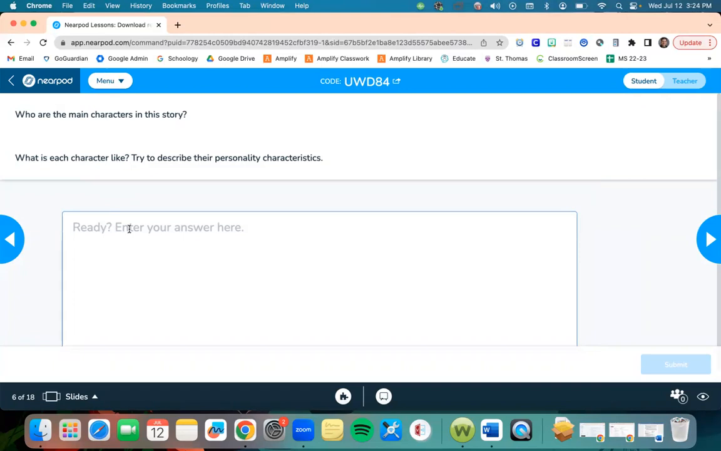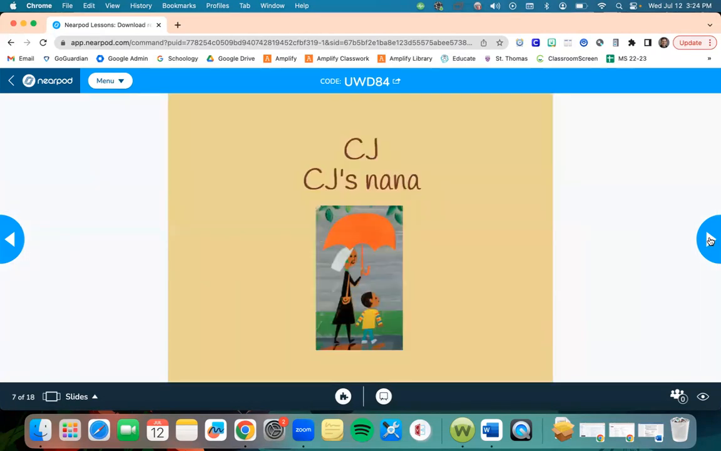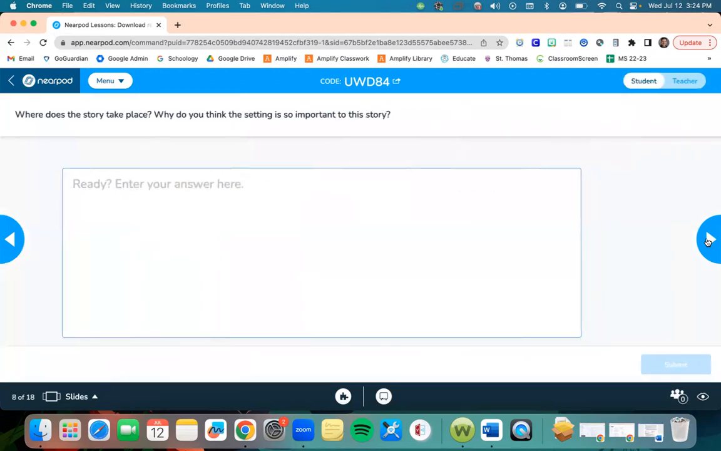The first one focuses on who the main characters in the story are and how you would describe those characters, both physically but also trying to get a little more into their personality. With this one, we would discuss CJ and Nana, and what the different groups think, especially when we get into personality traits and things like that.